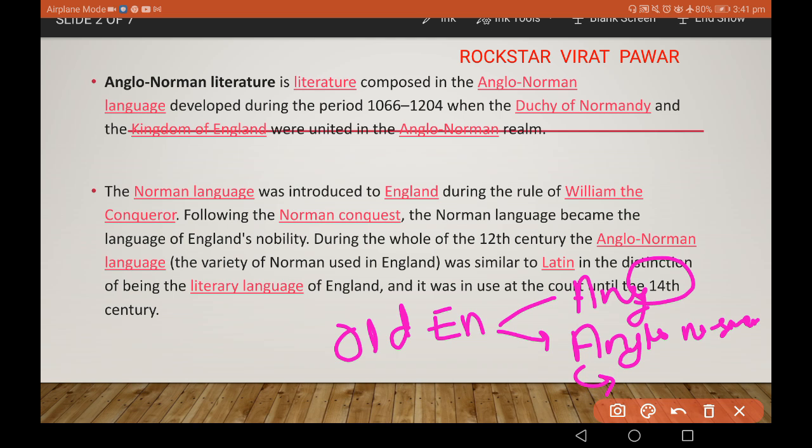The Anglo-Norman period: the term Anglo-Norman is generally used to describe the period of English history from the Norman conquest to the middle of the 14th century. It was called that because the non-Latin literature of that time was written in Anglo-Norman.